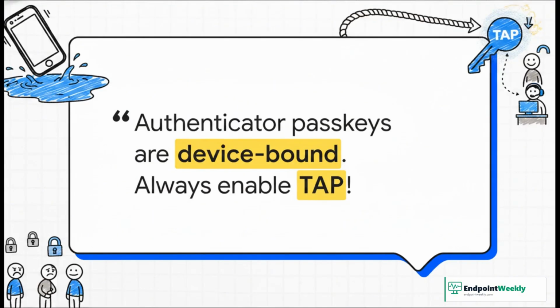But as an admin, you really need to watch out for this critical gotcha from the EndpointWeekly guide. Authenticator passkeys are device-bound. So think about it. What happens when a user inevitably drops their iPhone in a lake and has to get a new one? Well, they have to re-register. If you don't enable a temporary access pass, or TAP, as a recovery path before you roll this whole thing out, your help desk is going to be completely overwhelmed with locked-out accounts. Trust me, TAP is your absolute lifeline here.